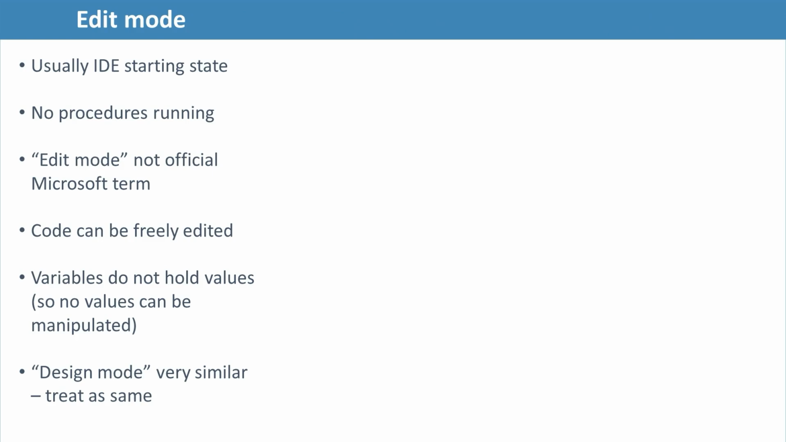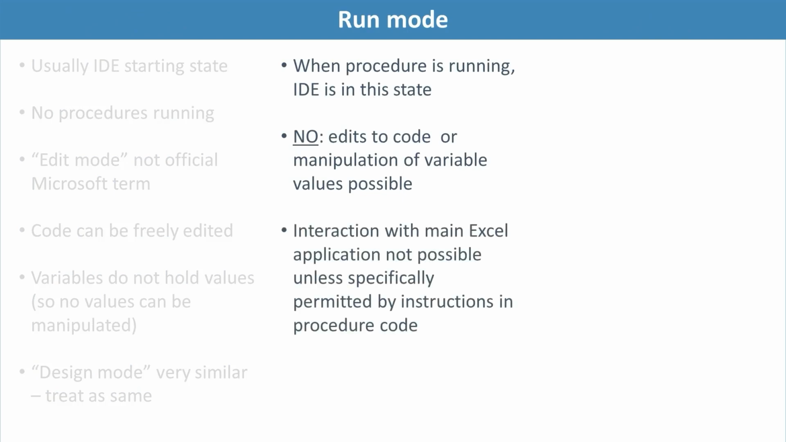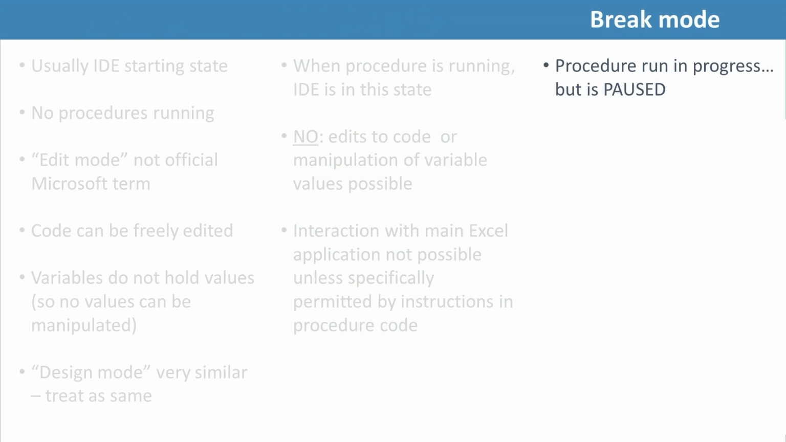When the IDE is automatically executing a procedure, it is in run mode. You will be unable to make manual changes to the code or procedure variables, and you won't be able to interact with the contents in Excel's main window unless this is specifically allowed for by the instructions provided in your procedure code. Third is break mode.